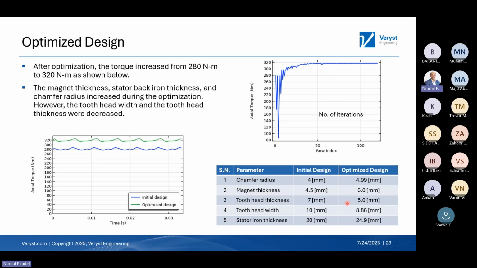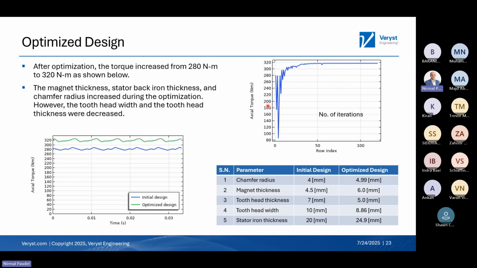Then tooth head thickness actually decreases. The optimal design recommends it to be less. Similarly, tooth head width is also decreased. And then the stator iron thickness has gone up slightly.